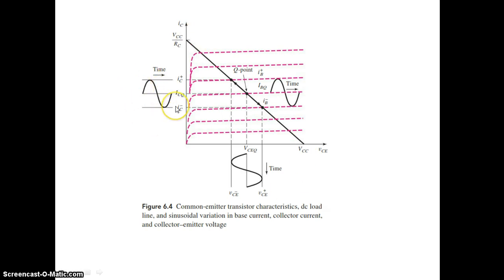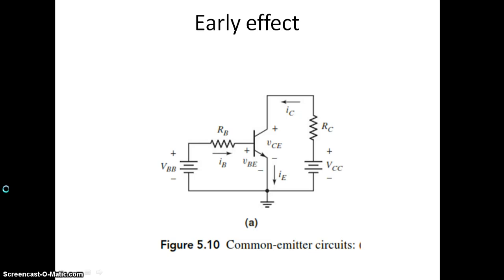The AC input signal is superimposed on the DC voltage. So this is the AC input VBE, and IB and VCE voltages are being shown. This is the VCE voltage, this is the VBE voltage, and this is the IB current. So the base current, collector current, and the collector emitter voltage are shown. Common emitter transistor characteristics, DC load line, and sinusoidal variation in base current, collector current and collector emitter voltage. So let us see what is meant by early effect.